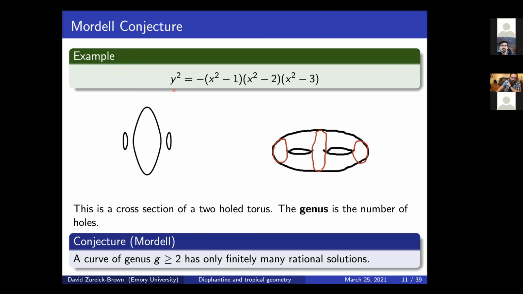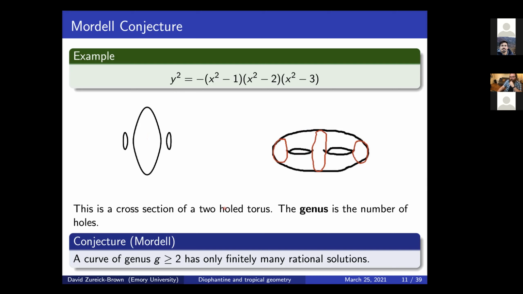So in this example, on the left, this is a plot of the real solutions to this equation. I made this using Sage. On the right, I clearly did this by hand. My graphic design career did not last long. And so the left is the real solutions. The right is the complex solutions. And the complex solutions to these equations give you a manifold that is homeomorphic to a two-hole torus. And the way you should think about this is the cross-section of the slice of this torus. So the genus of a curve is the number of holes in this torus.